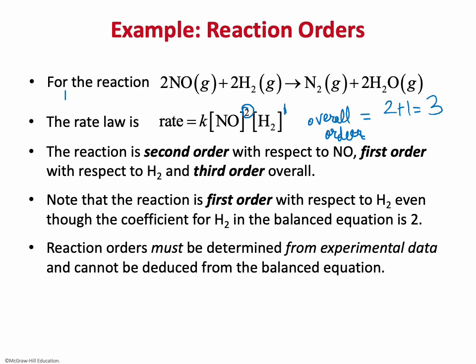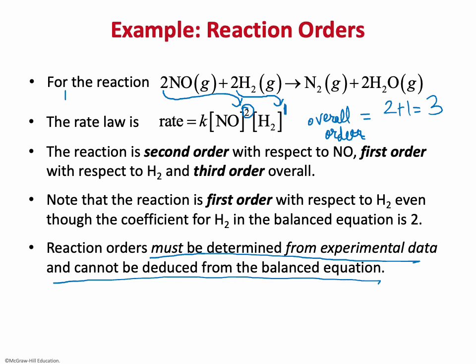Okay, now remember, so you can see here this is 2 and this is 2, which is great, but in this case the coefficient of hydrogen is 2, whereas the power here is 1. So remember, these numbers that are the order of the reaction do not have to match with the coefficients. Okay, and how do we determine these? These must be determined from experimental data. They cannot be deduced from the balanced equation. There is no other way. If you want to know the order of reaction, it has to be done experimentally.